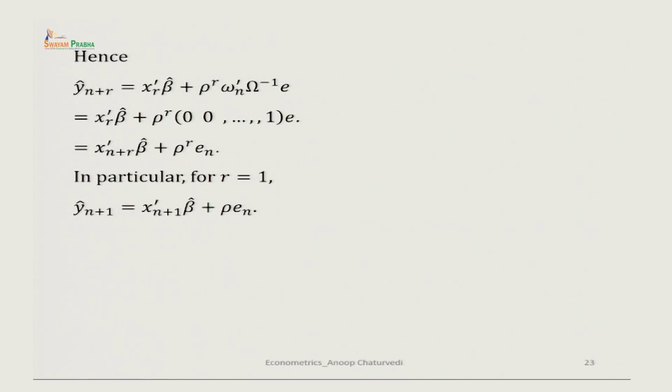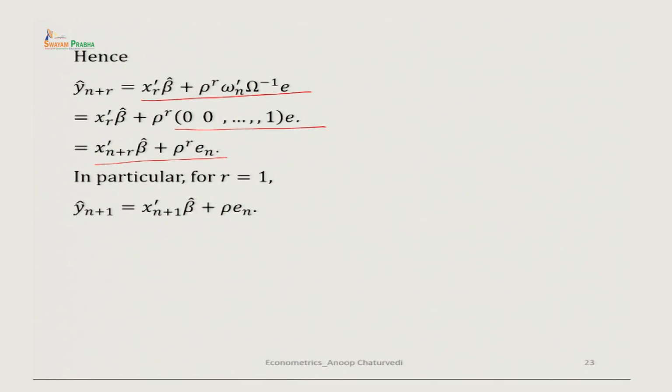So, y hat n plus r is equal to x r transpose beta hat plus rho to the power r omega n transpose capital omega inverse E. You get this expression for the best linear unbiased predictor. And then you can write it as x r transpose beta hat plus rho to the power r, and then you have this vector. And this gives you the last component of vector E, which is E n. So, you obtain this expression.